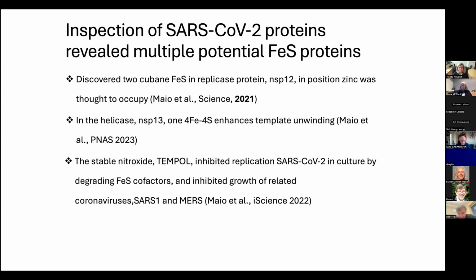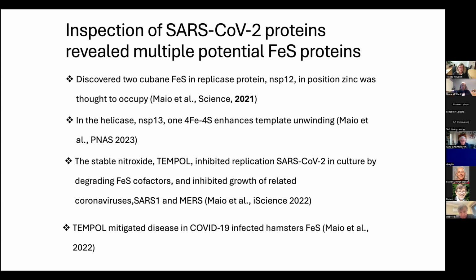And we found that the stable nitroxide TEMPO, which is a stable free radical that can attack an iron sulfur cluster, inhibited the replication of SARS-CoV-2 in culture by degrading the iron sulfur cluster. And it also inhibited the growth of the related coronaviruses, SARS-1 and MERS-1. And it also mitigated disease in COVID-19 infected hamsters. So we could translate this to an animal model.